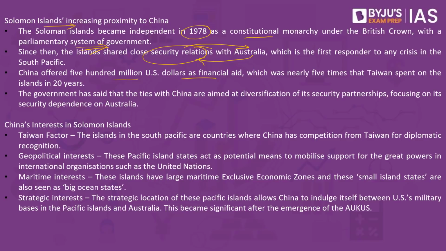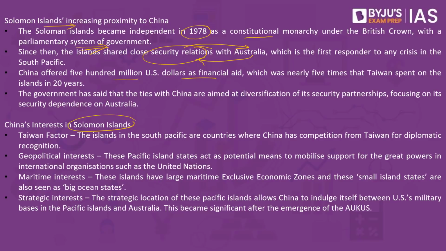As of now, it has good connections with Australia, the United States of America, and New Zealand. So added to these countries, what it is trying to do is to diversify its sources. But why is China interested in Solomon Islands?